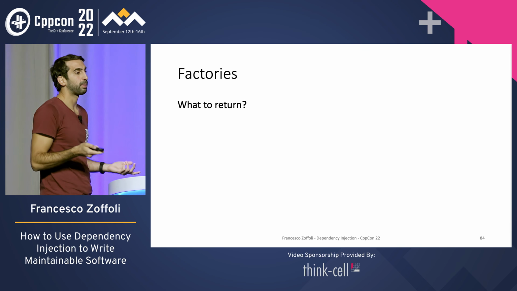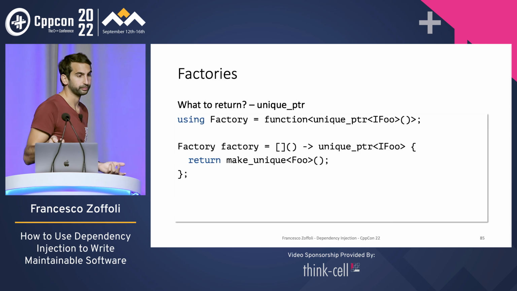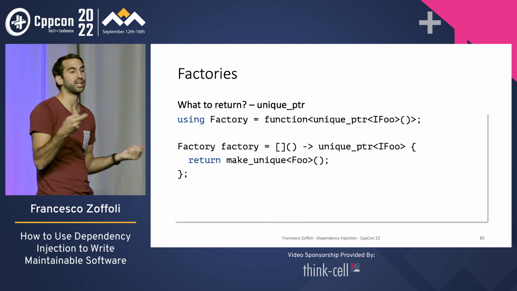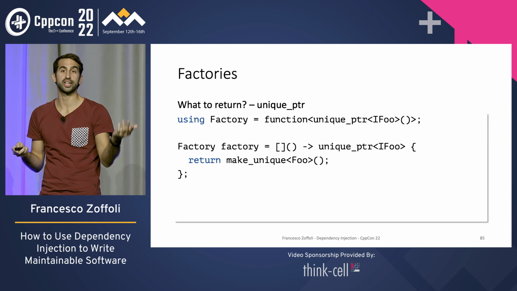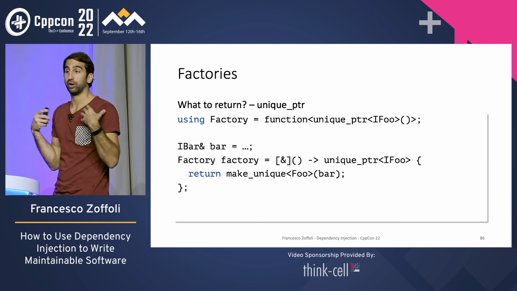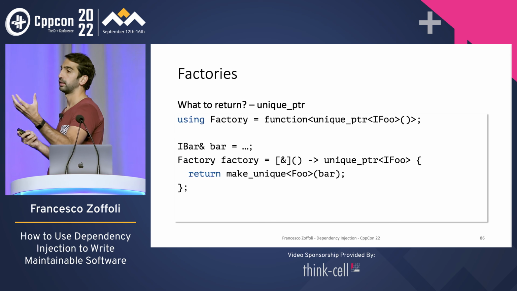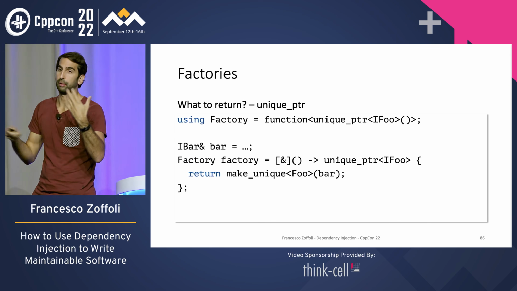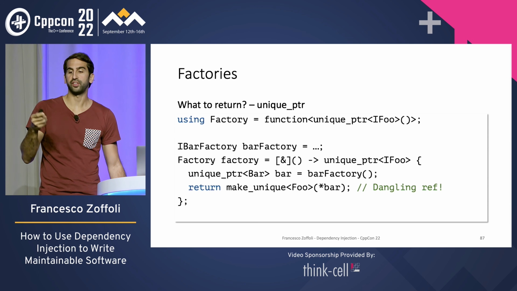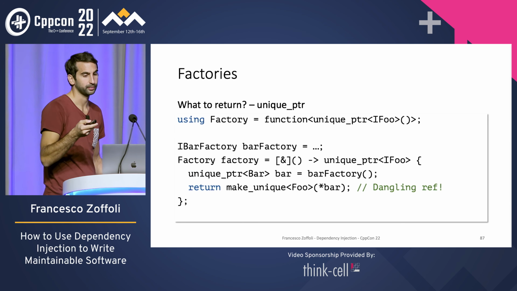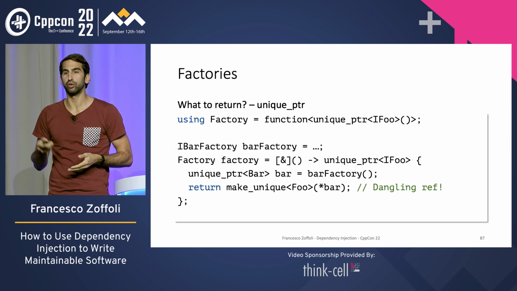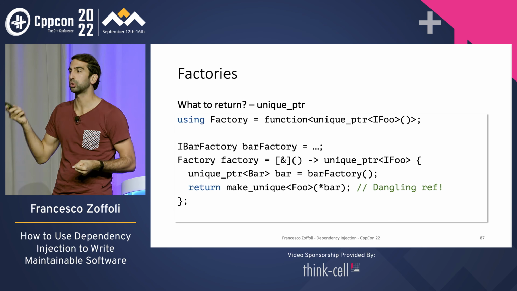But this doesn't work when we are talking about runtime polymorphism. So what can we return? A unique pointer is an option. For example, we can instantiate our concrete class and return it as an interface. And it still works when our foo depends on an iBar, and we have iBar already in our scope. We just capture it and we pass it on. But how does it work if instead we have an iBar factory? And I hope that right now you have your bell ringing and saying, what are we looking at? This is over-engineering. You will never get to a system which looks like that.